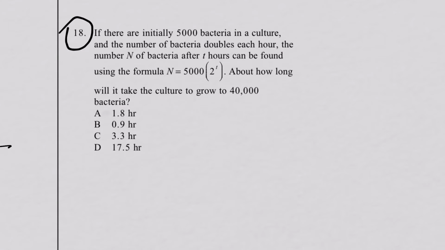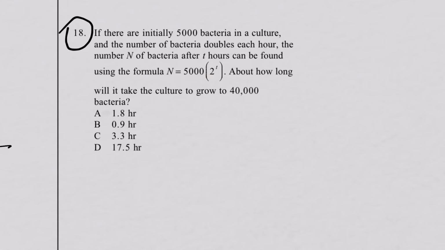Right, the next one is 18. It says, if there are initially 5,000 bacteria in a culture and the number of bacteria doubles each hour, the number n of bacteria after t hours can be found using this formula. So they gave us the formula. We don't have to come up with it by ourselves, but it would have been easy to come up with. They gave us that the initial is 5,000, so that's 5,000. And this 2 comes from the fact that the bacteria doubles each hour, which means that the base is 2. It's being multiplied by 2 every hour. And t stands for hours, right? About how long will it take the culture to grow to 40,000 bacteria?